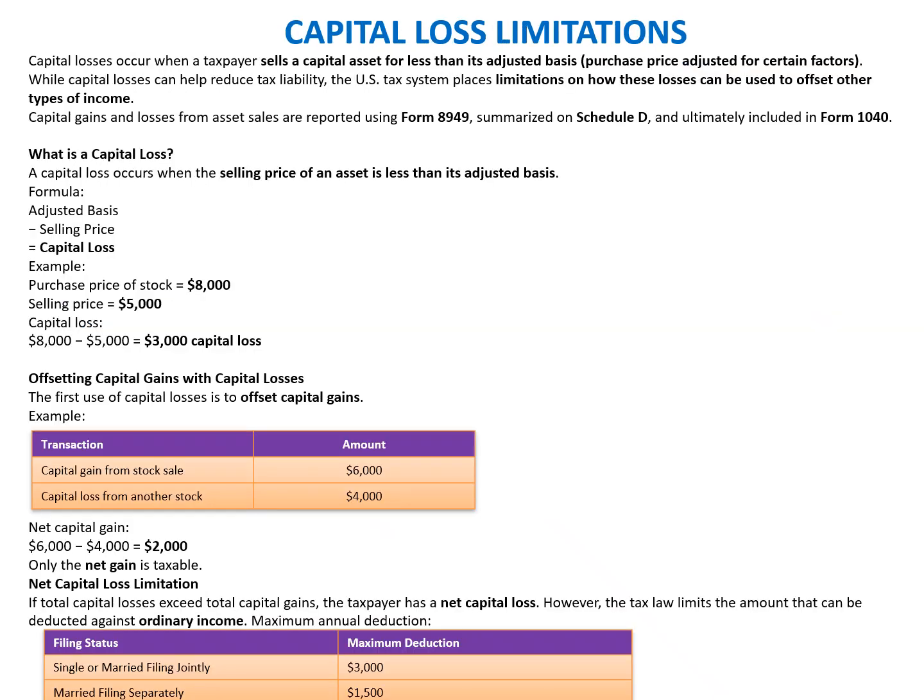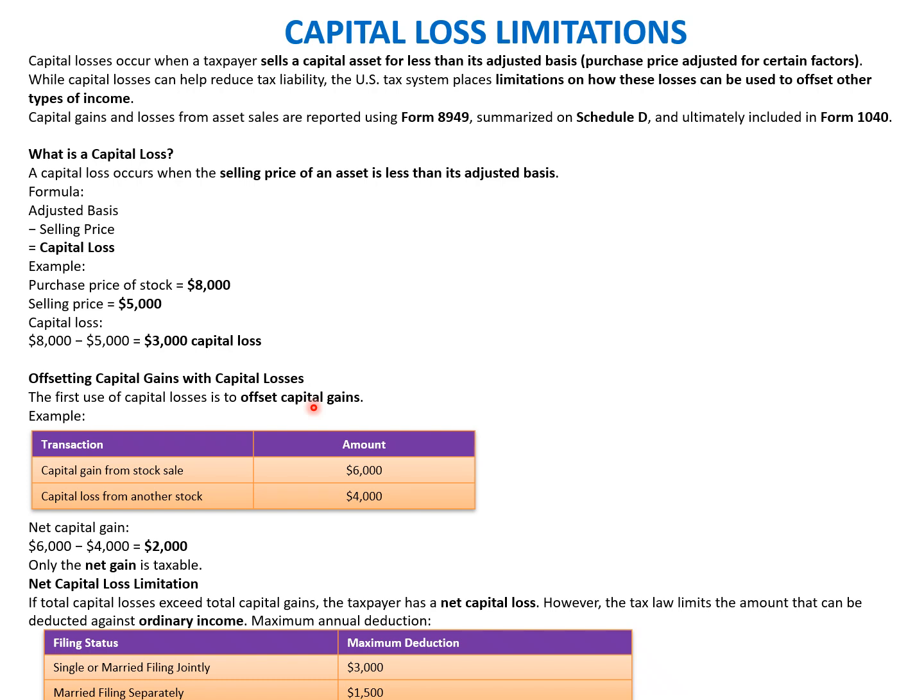Okay, so we're going to talk about another important concept, which is capital loss limitation. We know that if the selling price is less than the cost price, then there is a capital loss. Capital losses occur when the taxpayer sells a capital asset for less than its adjusted basis. In which case, adjusted basis minus selling price is the capital loss. Which means that if the purchase price is more than the sale price, there is a capital loss.